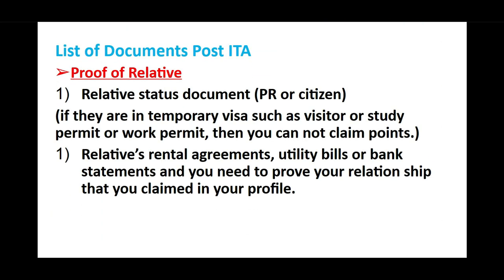Now let's move to the next one. If you have any relative for whom you have claimed points, you have to give documents for them. Fine, in this sample document checklist the relative is not there, so no tab is generated. But if you have a relative and you have claimed points for that, then these are the documents that you have to provide. So the first document is the status of that relative, whether they are a PR or a citizen.